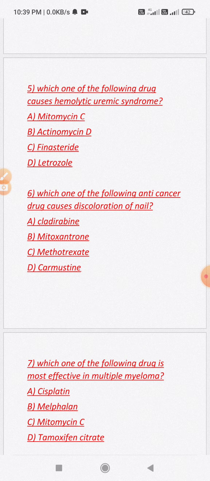So question number 6. Which one of the following anti-cancer drugs causes discoloration of nail? Answer will be mitoxantrone. Mitoxantrone causes discoloration of nail.